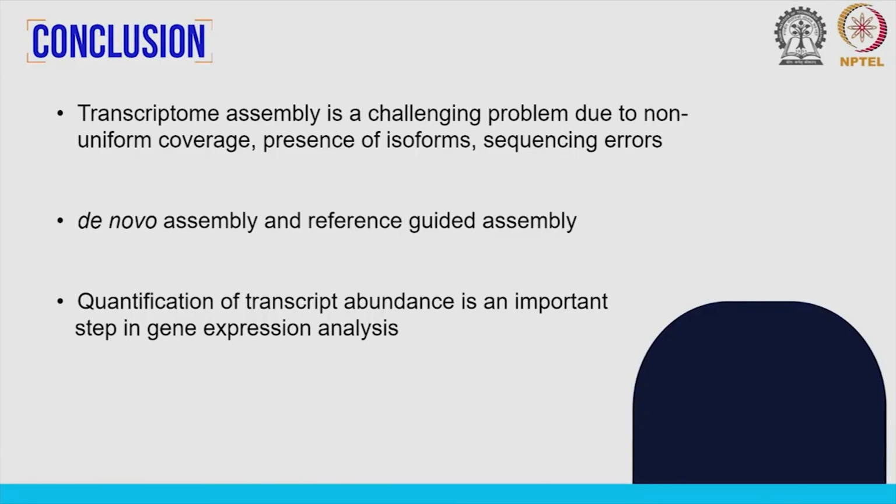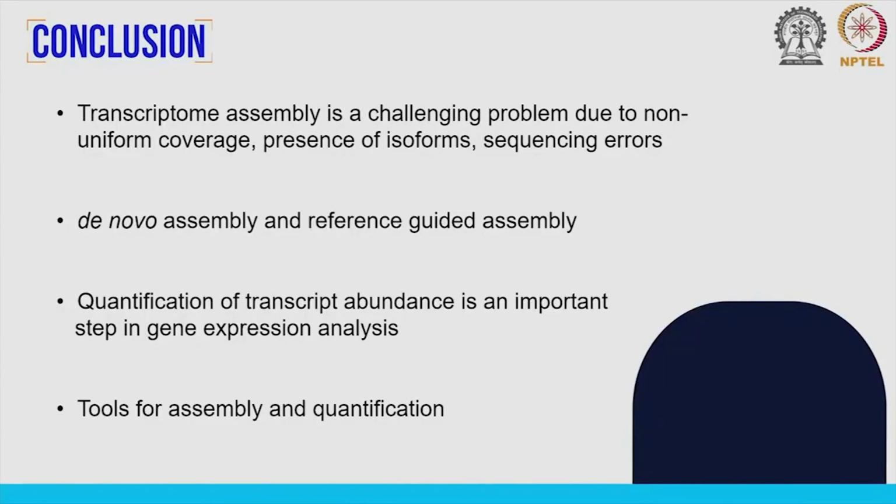And then we have talked about transcript abundance quantification, which is a very important step in gene expression analysis where we actually get the raw count data. This is the data that you will see when you look at gene expression data across different studies. This is the data file that will be available for most data sets, because this is the starting point for all downstream analysis. And finally, we have talked about some of the tools for assembly and quantification. We briefly touched upon them, and I of course encourage you to explore more on these topics.